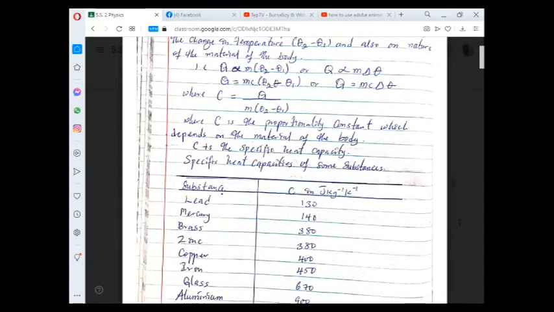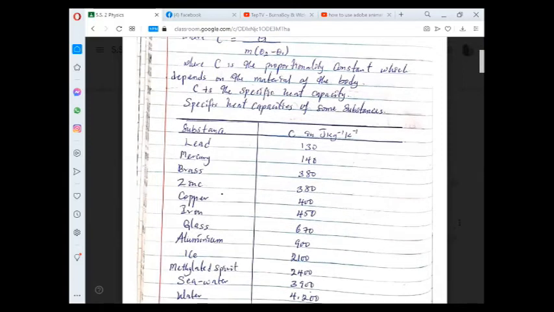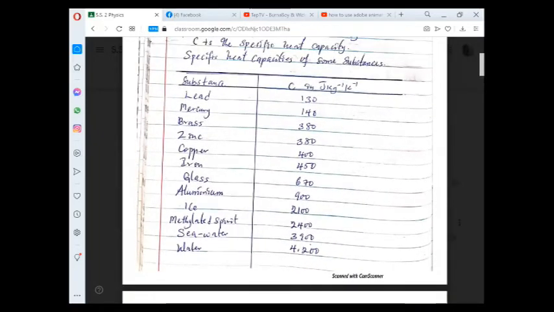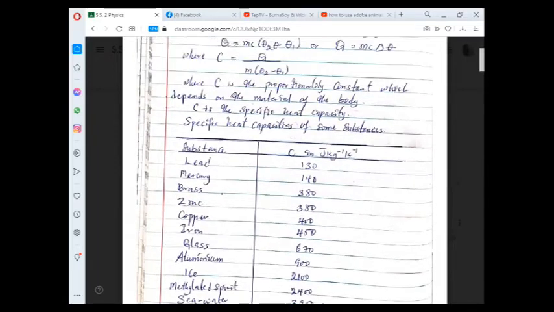And you can see over here that we have different specific heat capacities for different substances. You can see lead to be 130, mercury 140, brass 380, and then zinc 380, copper 400, iron 450, glass, aluminum, and so on and so forth. Then we have water, which is 4,200, sea water 3,100, and that of ice 2,100.